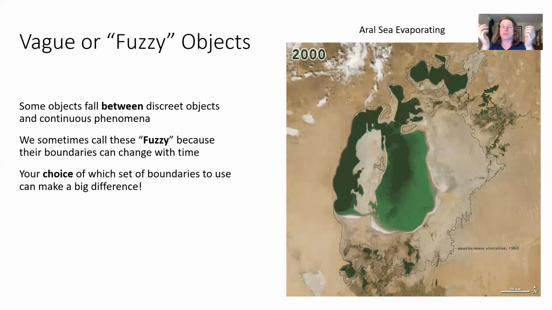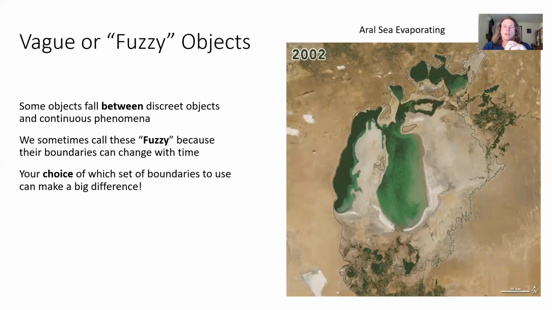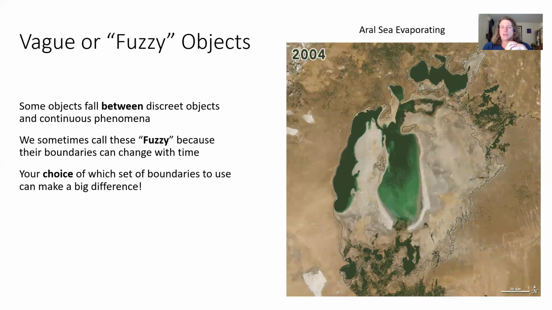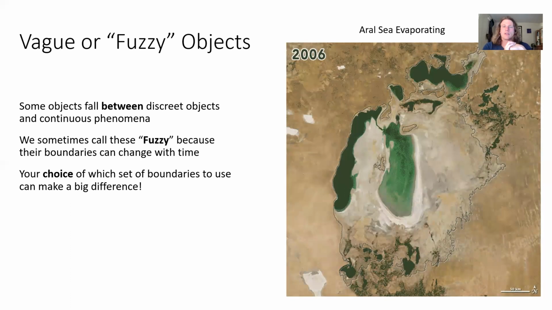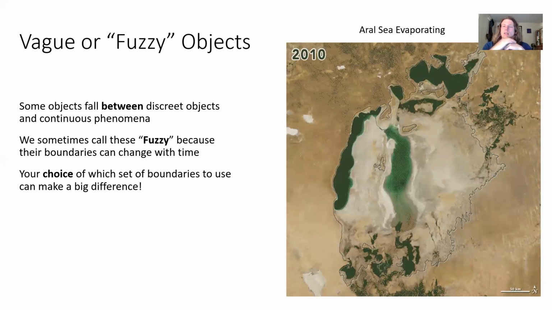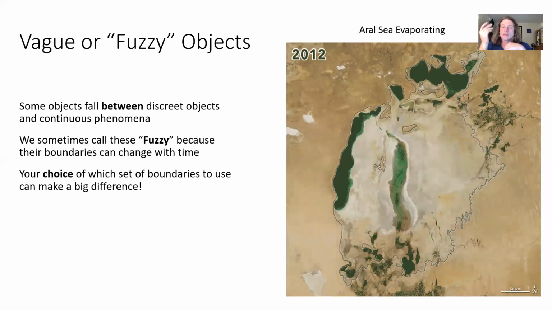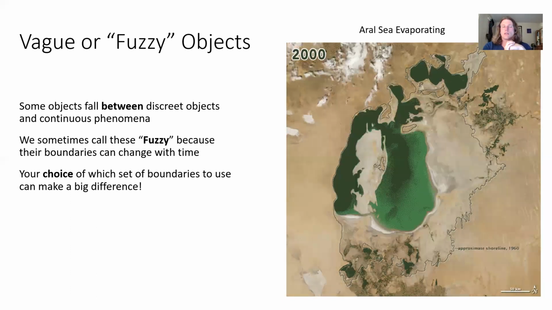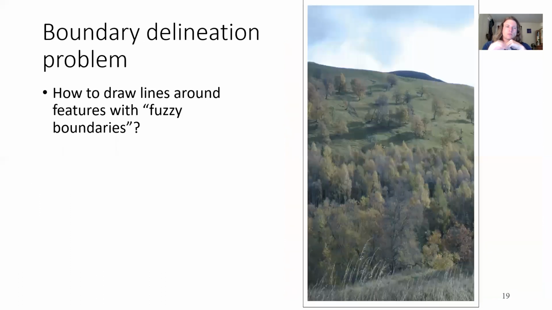What boundary do you use? If you use the outline from the 1960s, which you can see here on this map, you're going to be very, very wrong. Whereas if you use the low water level in 2009 to represent the data in 2010, where the lake rebounds a bit, you'll also be quite wrong. So we have to think about how do we draw lines around features with fuzzy boundaries.